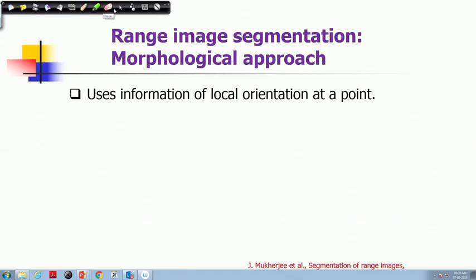We continue our discussion on segmentation of range images. In the previous lecture, we have seen how a greedy approach could perform the segmentation of planar faces in range images. Today, we will discuss another approach. This is a morphological analysis based approach, where it uses information of local orientation at a point, and we will find that this approach could be effectively used also to extract planar segments in range images.